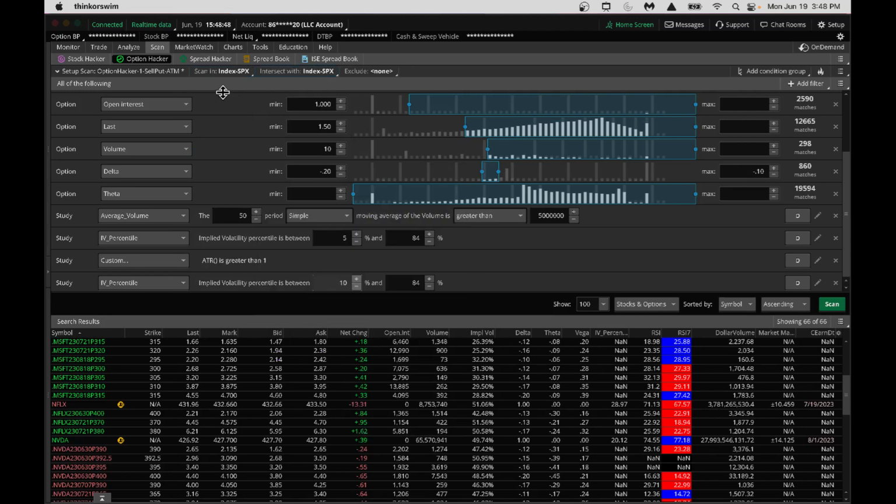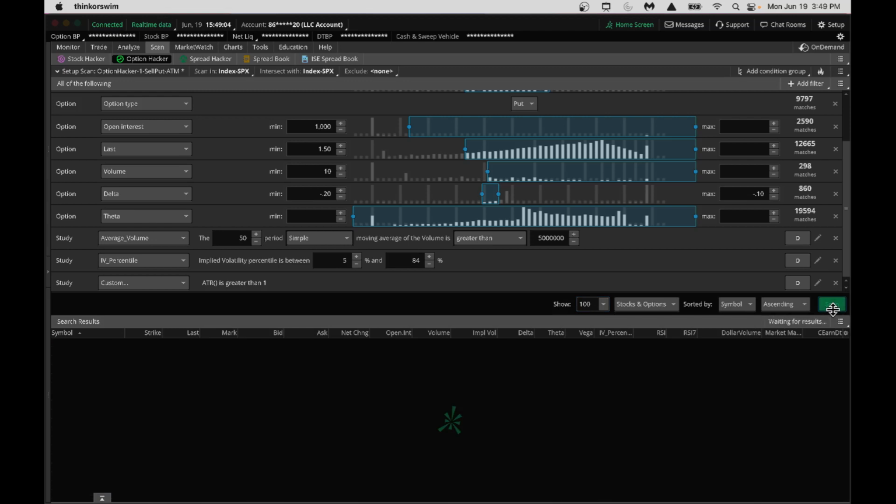So this is basically a watch list I have. In this watch list, I got only SPX. That's why it's called index SPX. So for this, I will remove this IV percentile. It doesn't make too much sense. For SPX, let's sort. Let's go here. Let's do one thing. Okay, it's searching. Let's wait for it to come up.